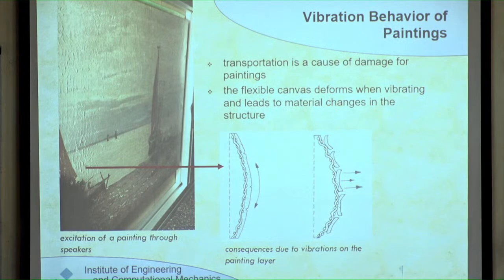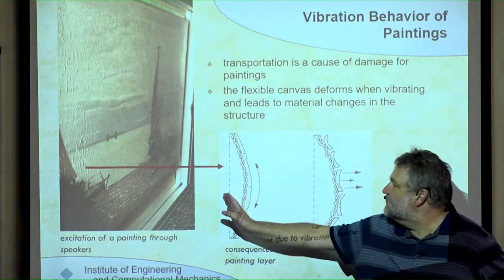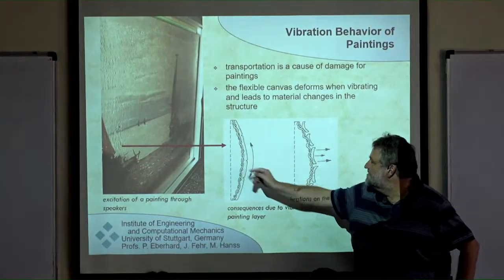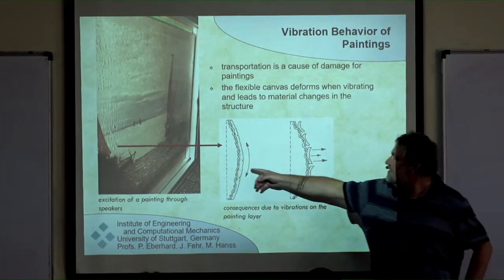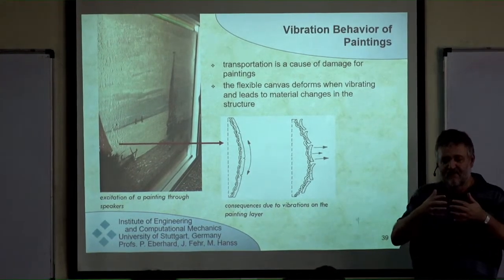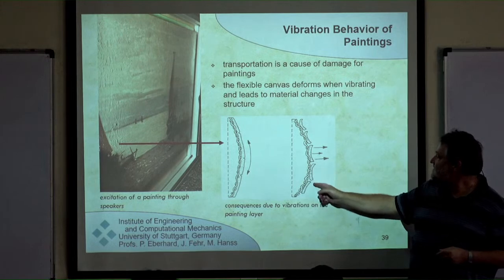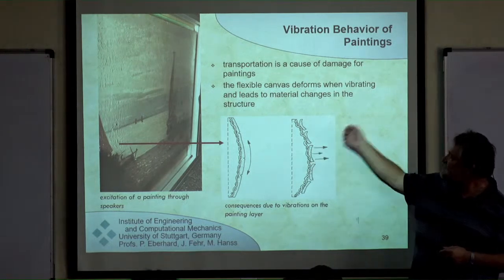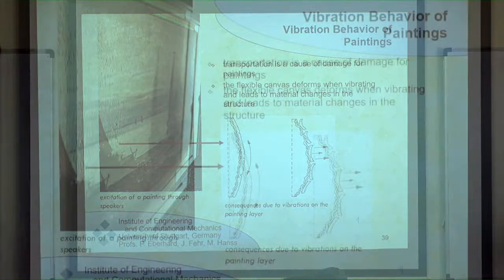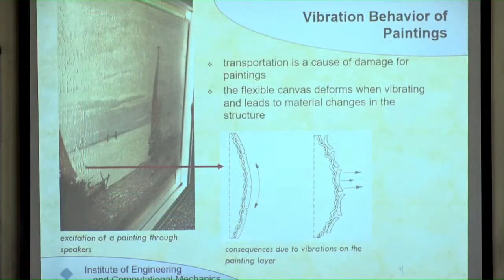So, for example, when you look at such paintings, there are different things happening. For example, if this canvas is vibrating here, moving up and down, then the surface is going back and forth. These paint layers are sometimes several hundred years old, so they are very, very fragile. And then sometimes this happens. Maybe even this is falling away. But this is not the worst thing which can happen. The worst thing are places where stress concentrations are building up.